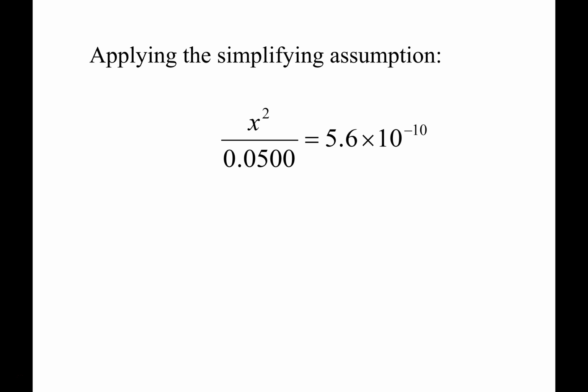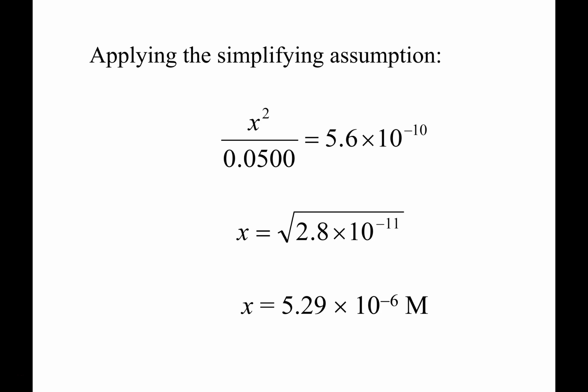After we apply the simplifying assumption, this is what our equation becomes. X squared divided by now 0.0500 is equal to KB, 5.6 times 10 to the minus 10th. Cross multiply and take the square root of it. So you need to take the square root of 2.8 times 10 to the minus 11, and you end up with 5.29 times 10 to the minus 6. And that would be moles per liter.